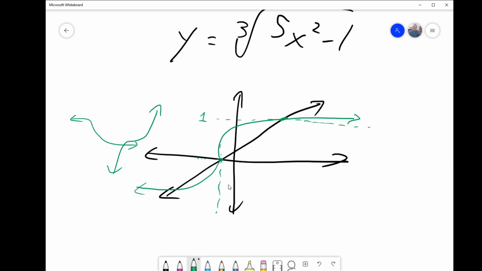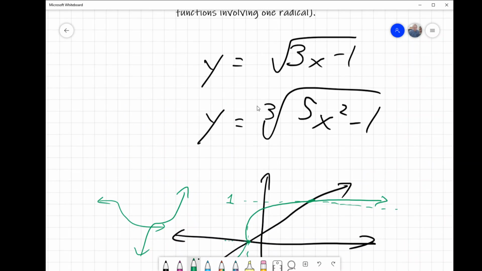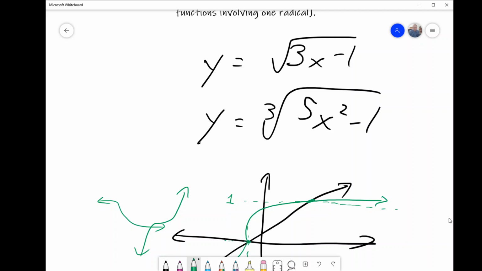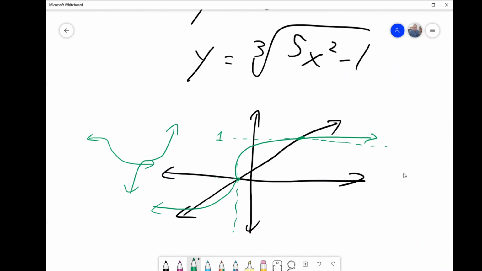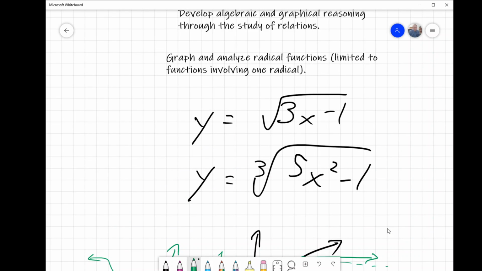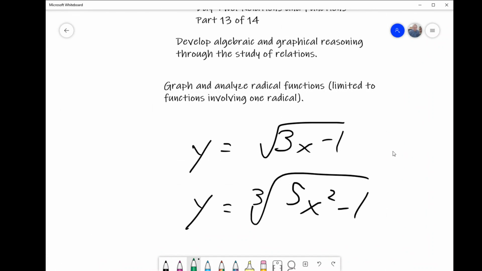So we are going to have a few different options. And this is something that we're going to be digging into with particular emphasis on how taking an even root of our radical will drastically change the domain and range of the function involved. So that will be topic 13 out of 14.